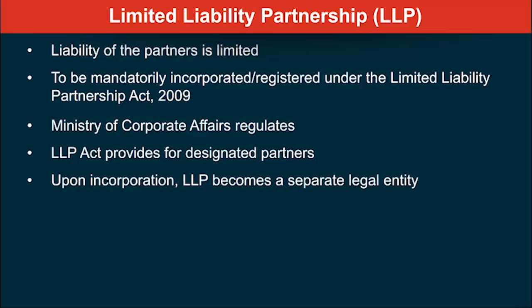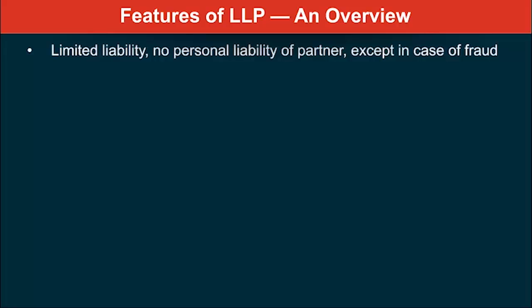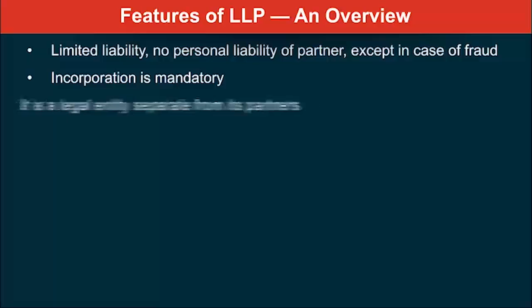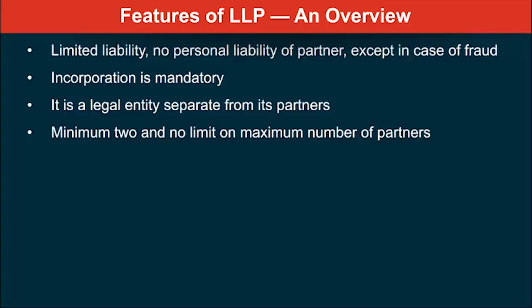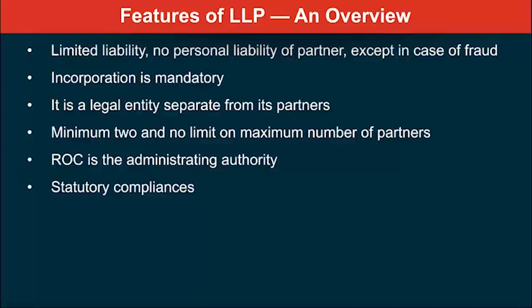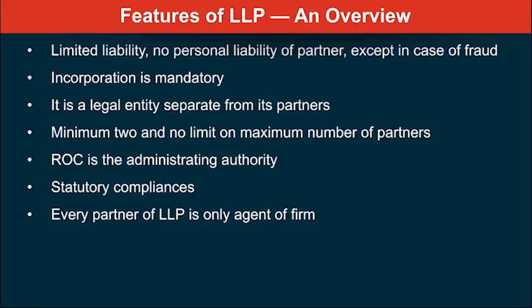So how do you understand LLP? Basically just think of it that way. It is a hybrid form, that is a combination of a company and a partnership, and it has got the best of both the things. So it has got limited liability, and incorporation is mandatory, which is like a company, right? It's a legal entity separate from the partners, which is like a company. Minimum 2 partners are required. No limit on maximum number of partners, just like a company. ROC administers it, and every partner of LLP is only the agent of the firm. Then we come to the company form of business.